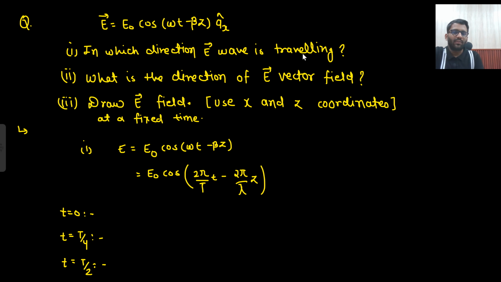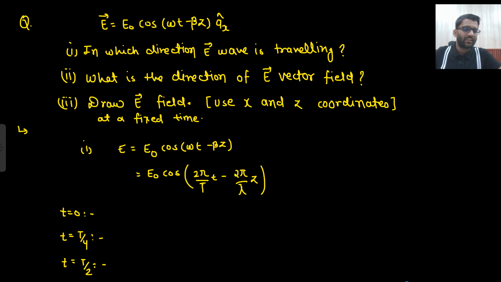So let's see this question now. E equals, now I have added this a_x cap. So two questions are there, both are different questions. The first question is saying, in which direction is the E wave traveling? Second question, what is the direction of the E vector field? Two questions are there. In which direction is the E wave traveling?